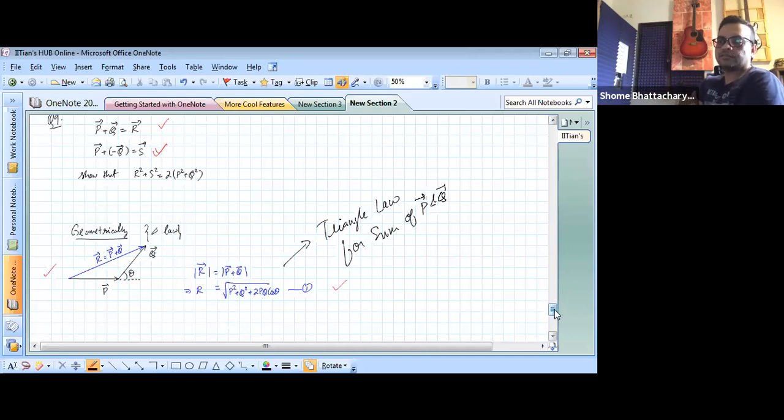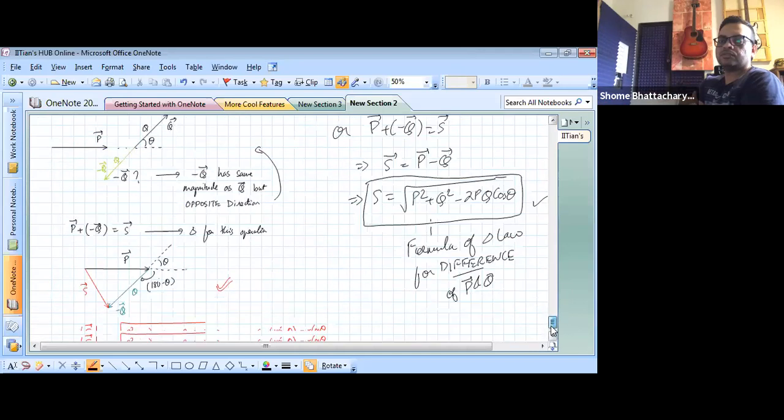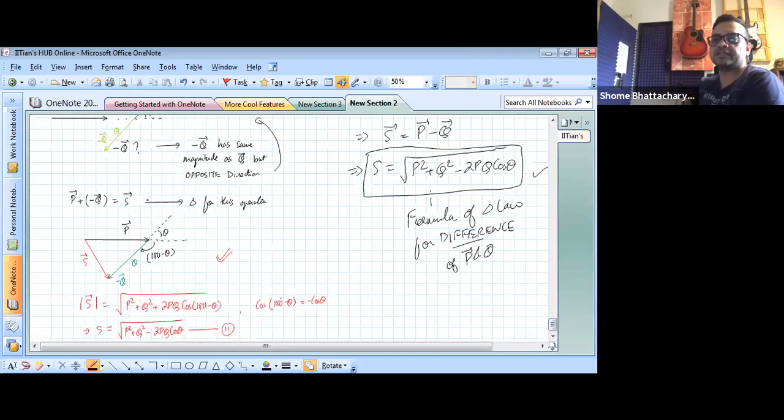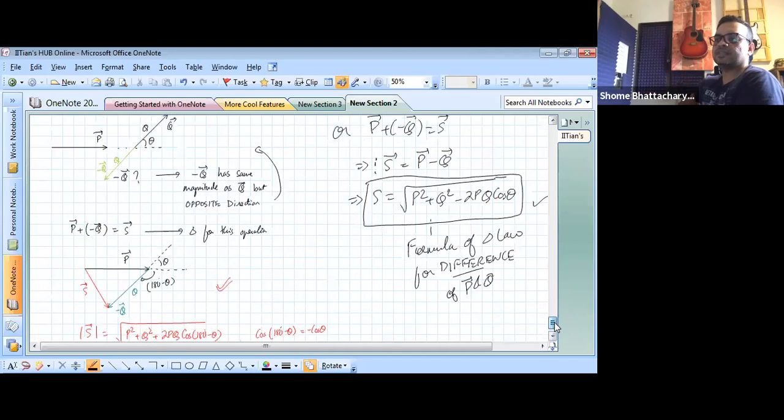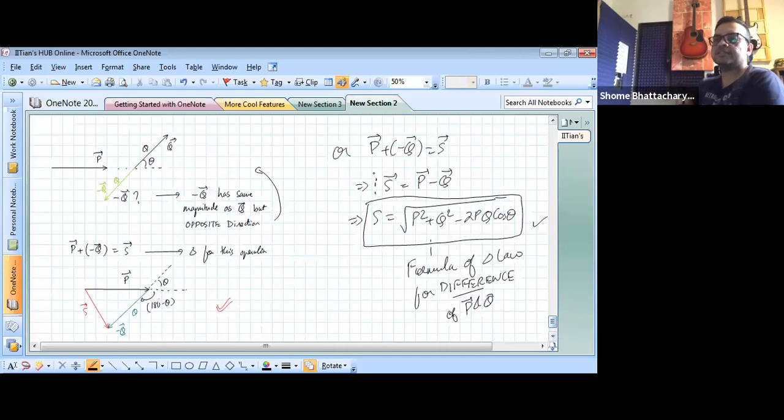Now likewise, below, you can see we are applying the triangle law for the difference. This vector S is now the difference of the two vectors P and Q. P plus minus Q is the same thing as P minus Q. Then we can directly apply this formula, or we can derive this formula by this. Now square and add both the equations directly.